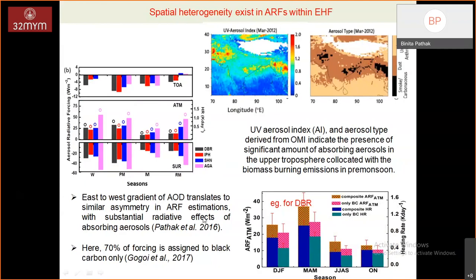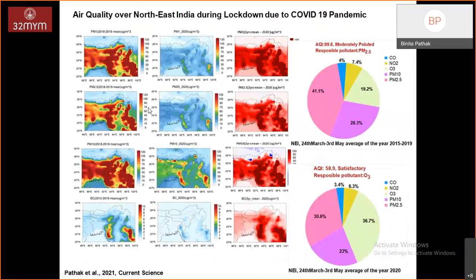eastern part. And 70% of the forcing in Dibrugarh is actually assigned to black carbon only, which gives 75% of the heating in the atmosphere. And during the lockdown, we could see how the anthropogenic perturbation is contributing to particulate matter, which is the solid phase of aerosols. During the lockdown period, these perturbations are not there for the aerosol particles and also for the gases.